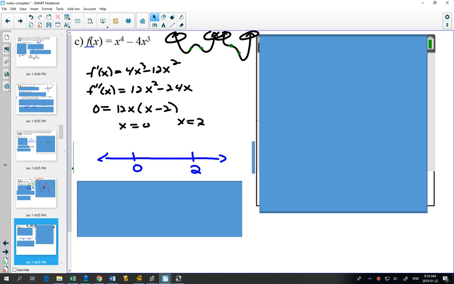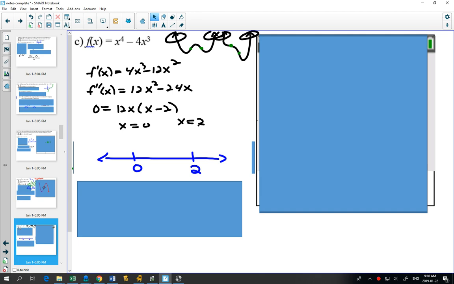Okay, so we've got our second derivative. We found out where it's equal to 0, and it's equal to 0 at 0 and 2. So we can draw our number line for the second derivative. If we want to find out where things are concave up and concave down, this note that we wrote on the last one, we plug our values into the second derivative.